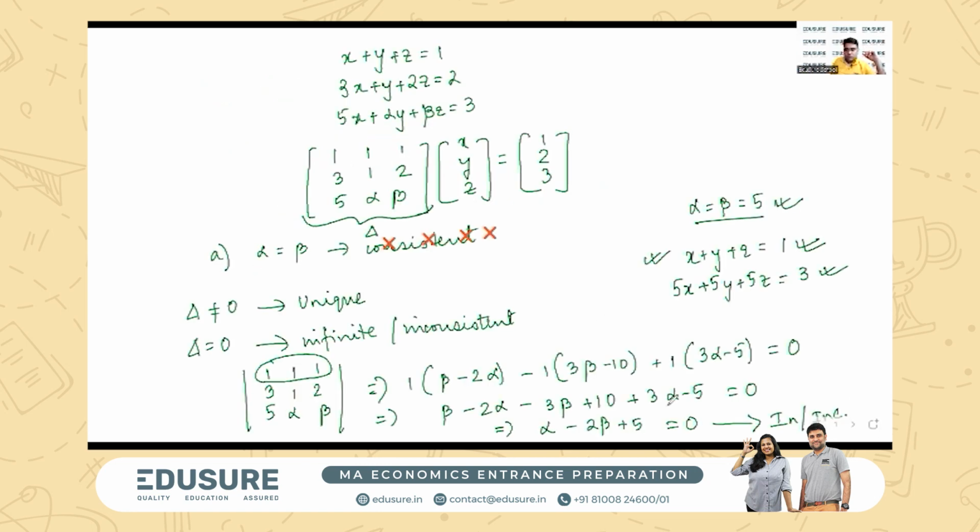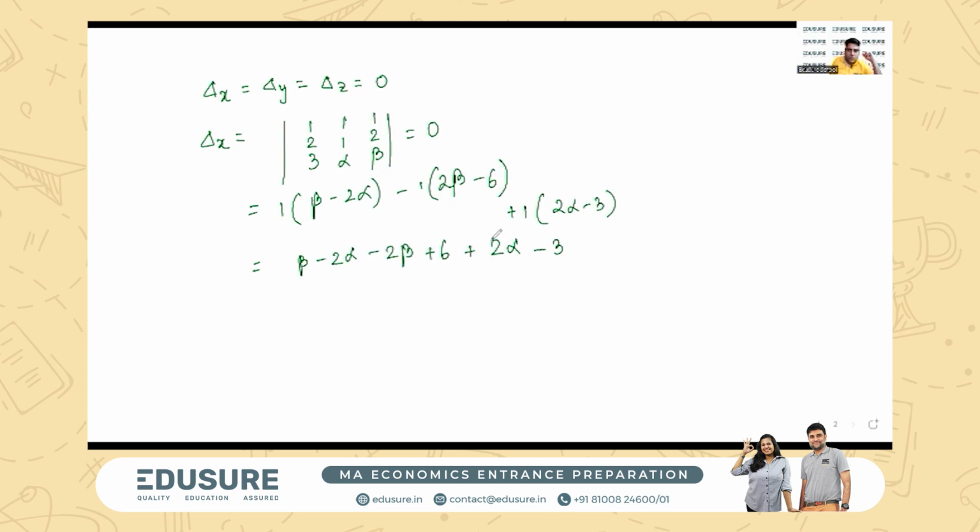And I already know alpha minus 2 beta plus 5 is equal to 0. So let's just put it there. It cancels out. When is this equal to 0? This is minus beta, so beta goes on the other side. Beta is equal to 3. So when beta is equal to 3, then delta x is equal to 0.